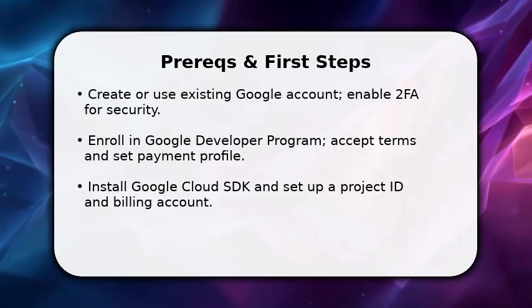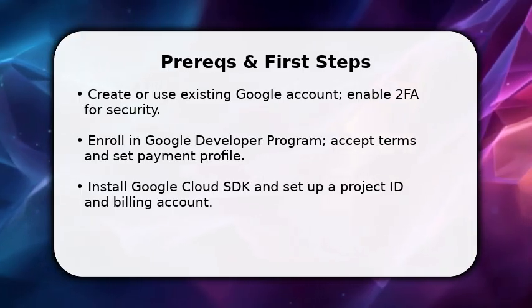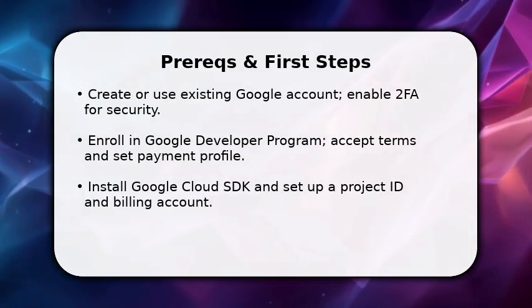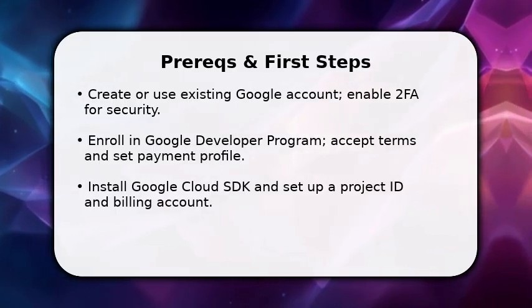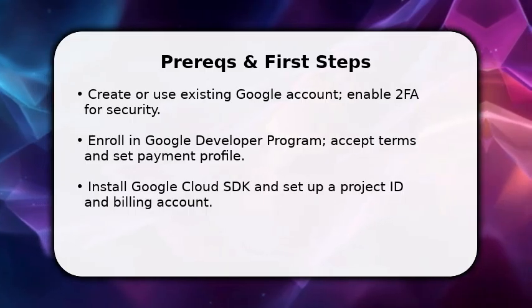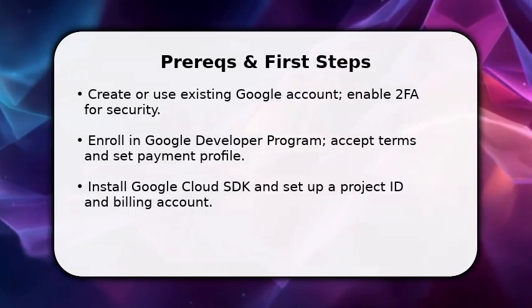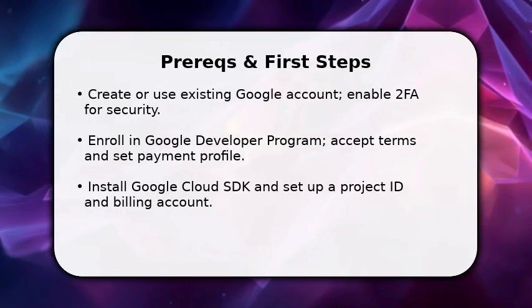You start by confirming prerequisites and taking immediate action. Sign in with a Google account, enable two-factor authentication, and enroll in the Google Developer Program. Once done, make sure to create a new project ID and attach a billing profile so APIs can be enabled.